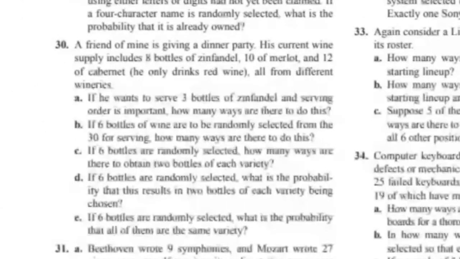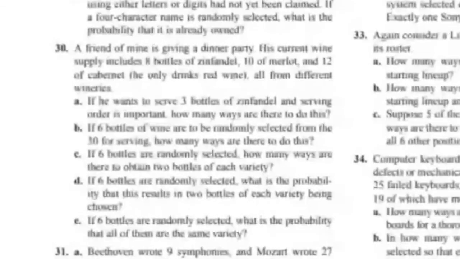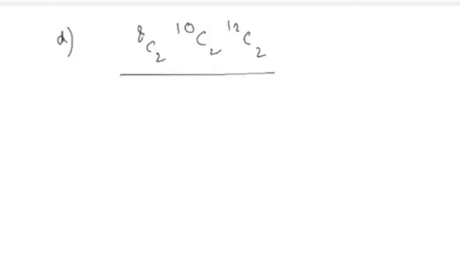Part D, if 6 bottles are randomly selected, what is the probability that this results in 2 bottles of each variety being chosen? In this question, you are being asked to calculate the probability. In the previous questions you were asked the number of ways in which you can select, but now you are being asked probability. You will take the number of favorable outcomes, which will be the part we just calculated, and you will divide it by the total number of ways, what we did in part B. So here we have just applied the probability formula.